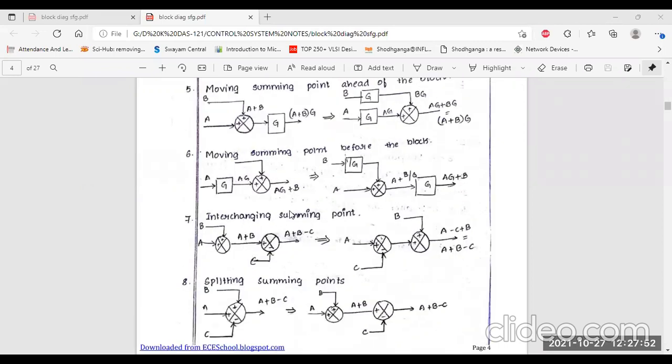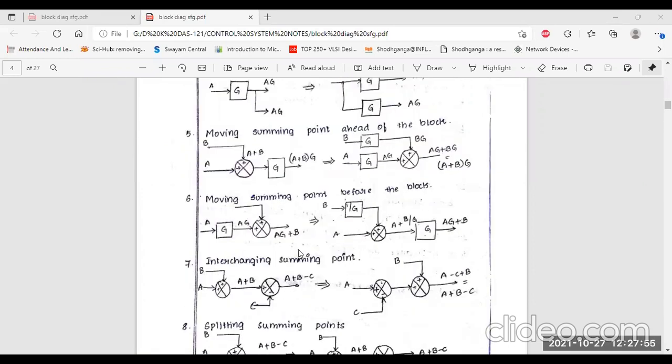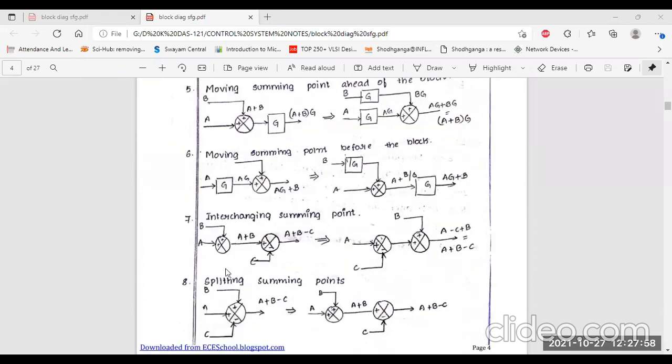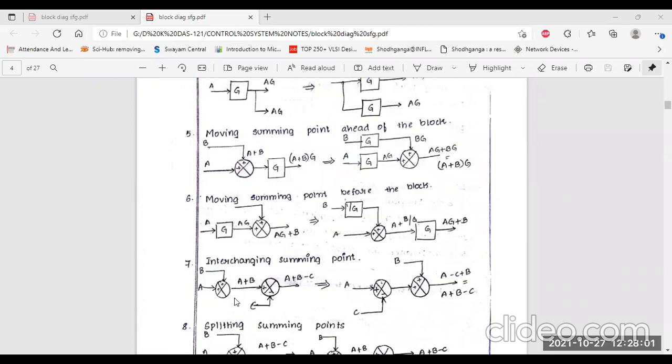Interchanging the summing points. Okay, sorry. Interchanging the summing points. So you are given this summing point, and another one, this is two summing points here also. So there are two inputs, A and B, present here. So the first output from here is A plus B. Another one, this output is also attached here. And also here you can see that C is negative. There is a negative feedback loop we have to connect here. Another summing point. So the final result from here is A plus B minus C.